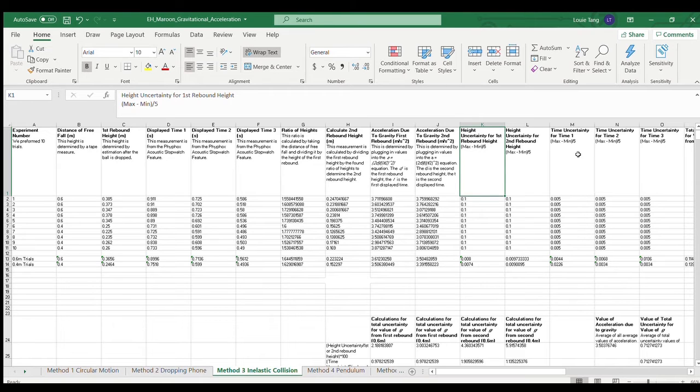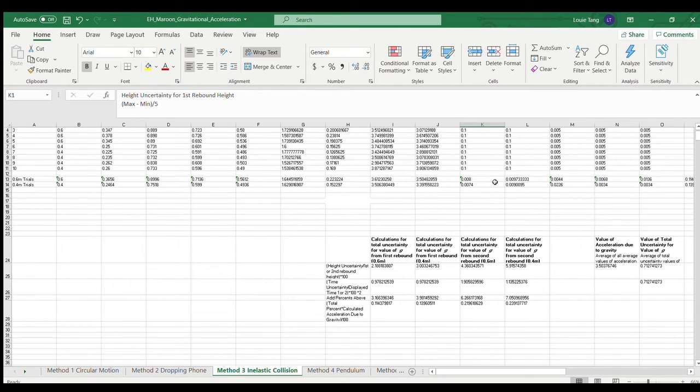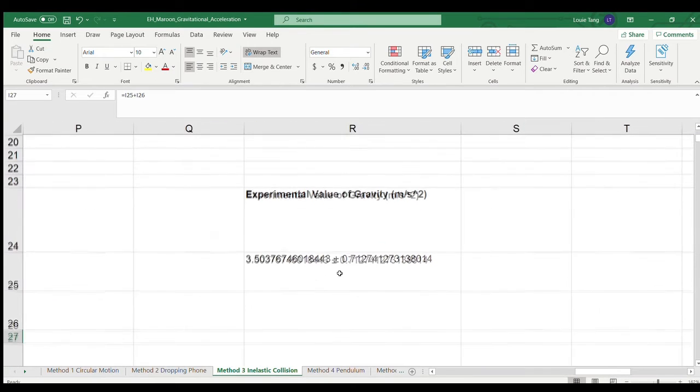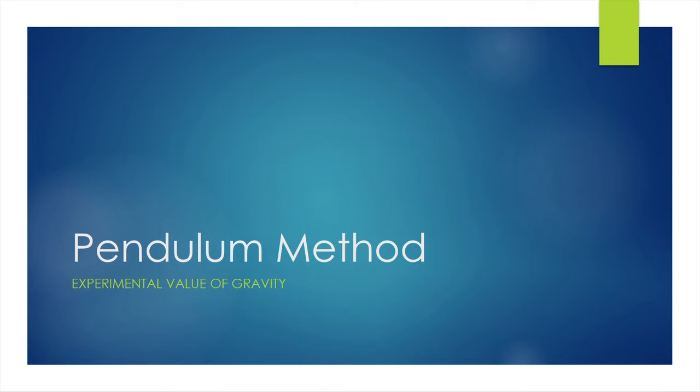Continuing on, uncertainty. So what we've done here is taken the maximum and the minimum and then divided it by 5. As shown here, we did it both for height as well as time. We've multiplied time by 2 since we're squaring it in the equation. After adding these percentages up, we convert it back into meters per second squared. Doing that gives us the final result of 3.5 meters per second squared plus or minus 0.7 meters per second squared as our experimental value of gravity.